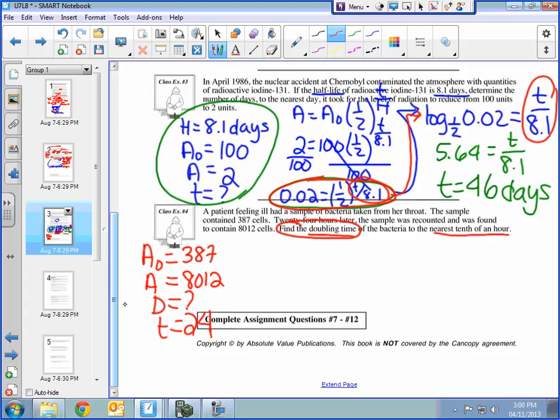Okay, so I have my A equals A naught. What's my base here if it's doubling time? 2. Yeah, so be careful here. So my base will be 2 to the T over H, or D. So then it would be 8012 equals 387 times 2 to the, and I have my T, it'd be 24 over D.